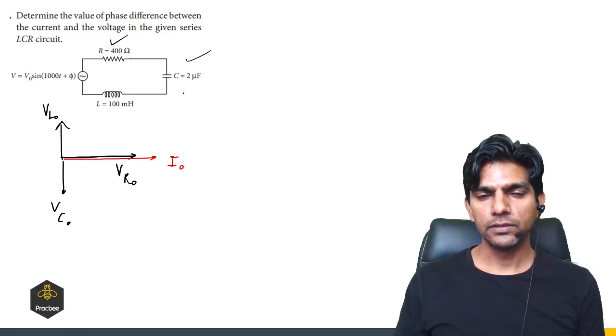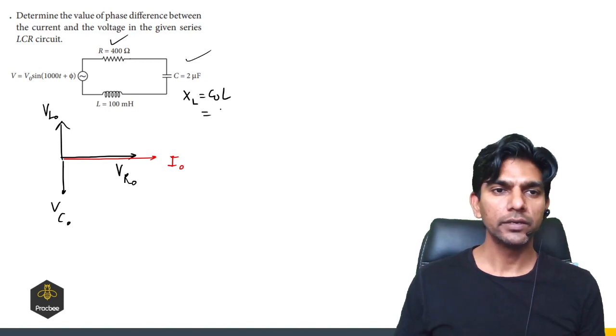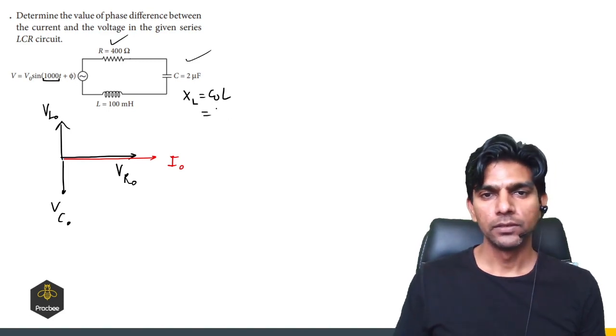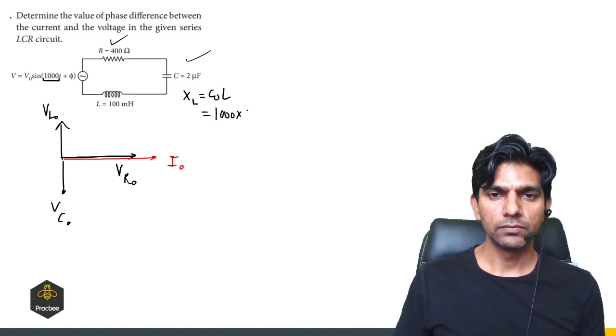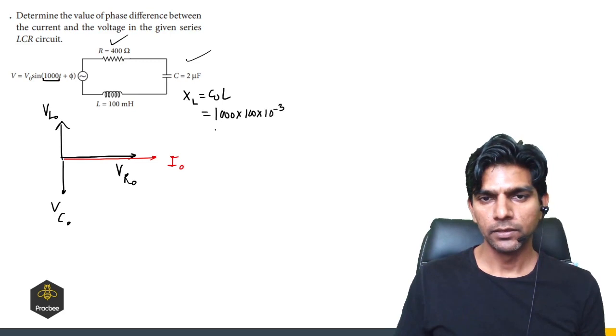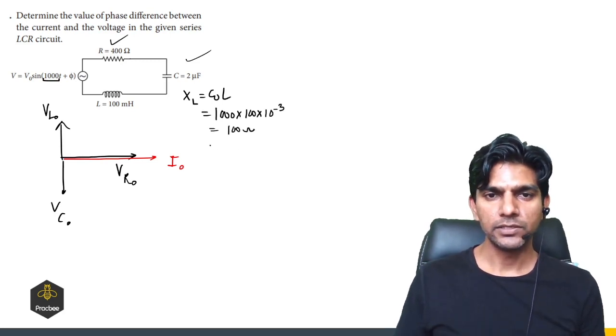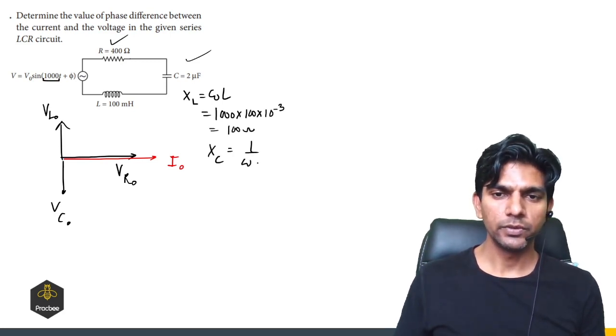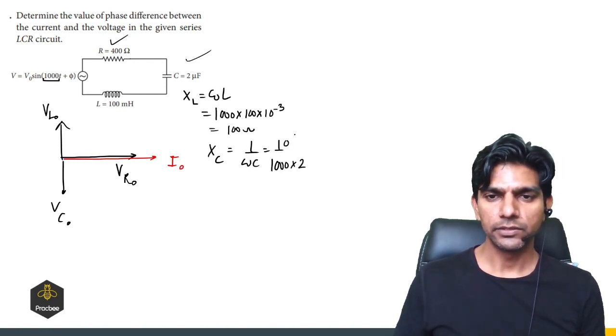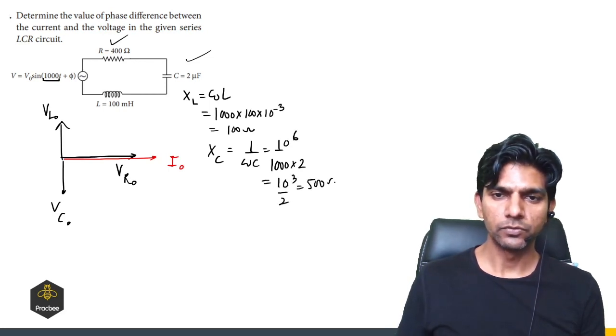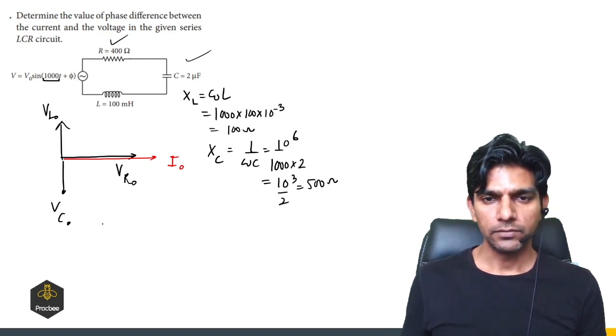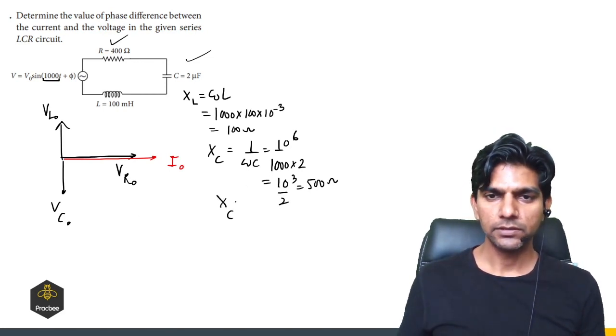Now first calculate the reactance. XL will be omega L, and omega here is given as 1000, so 1000 times the inductance, which is 100 millihenry. So this will be 100 ohms. Now let us find the capacitive reactance. That will be 1 by omega C. So it will be 1 by 1000 times 2 times 10 raised to power minus 6. So this will be 10 raised to power 3 by 2, so it will be 500 ohms. Right? Can you see XC is greater than XL?